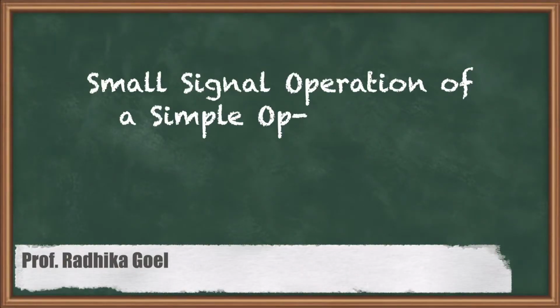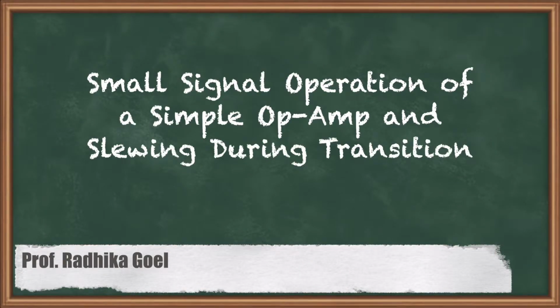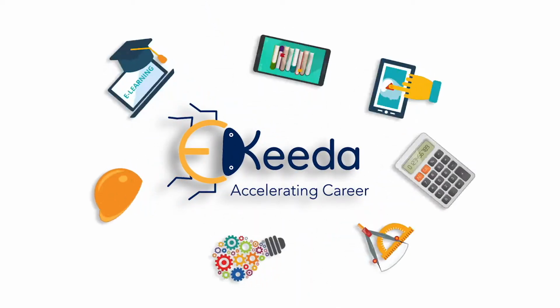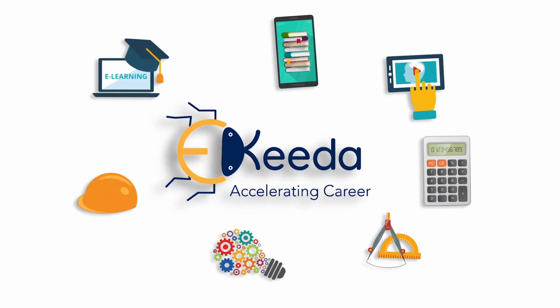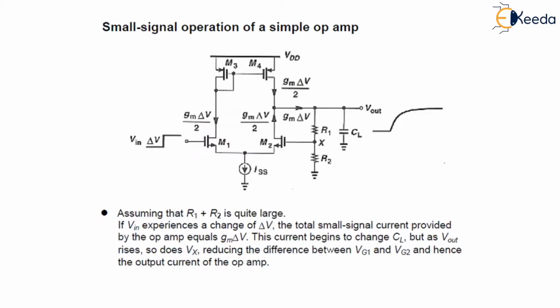Hello everyone, in this lecture we will study the small signal operation of a simple op-amp and slewing during transitions. To understand the origin of slewing, let us replace the op-amp from the last lecture by a simple CMOS implementation, assuming for simplicity that R1 plus R2 is very large. We first examine the circuit with a small input step.